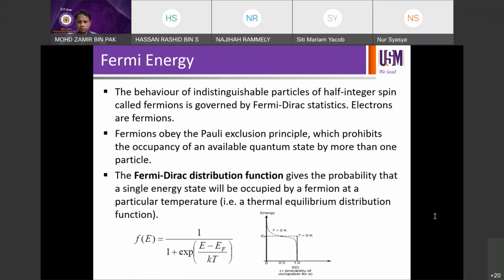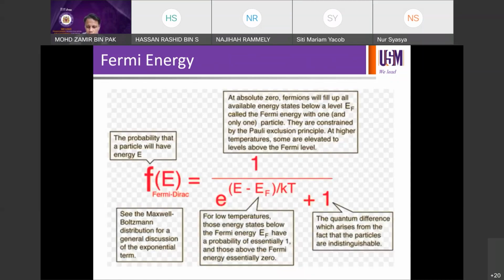So let's go through the first one. What is Fermi energy? Right. This Fermi energy is given by a Fermi Dirac distribution function, right? The equation that governs this concept is called Fermi Dirac distribution function.